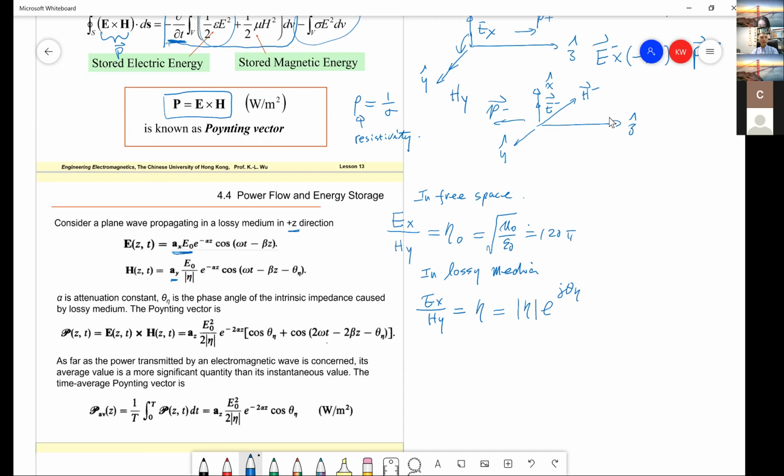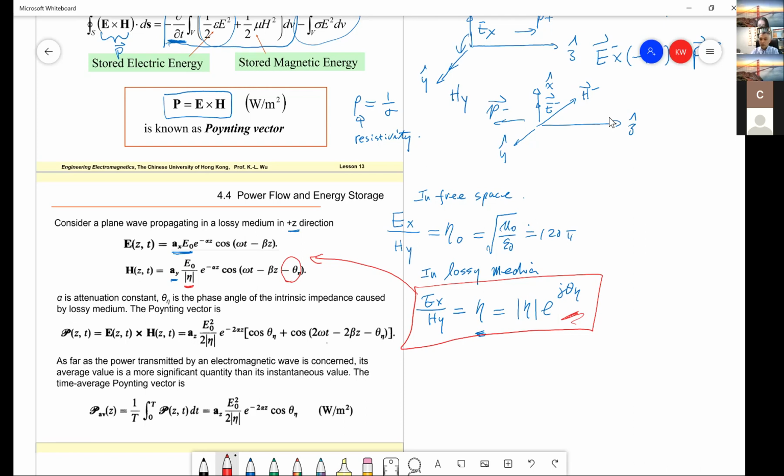I write it in magnitude and phase. We are going to discuss how to find this complex wave impedance later on. Now in this case we use this relation, and the magnetic field becomes the E field divided by the magnitude. So where is the phase term? The phase term comes here.